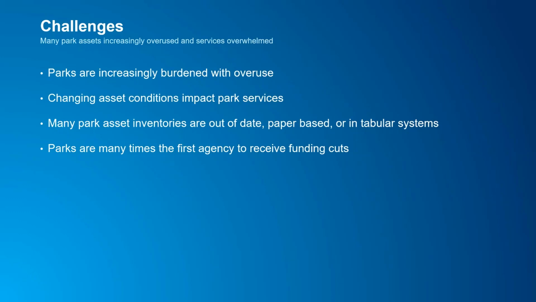Many park asset inventories are out of date and paper-based or even in tabular systems. One way to improve this is to mainstream the utility of GIS to assist with asset management. And finally, parks many times are the first agency to receive funding cuts, and they need to understand the current condition of assets and make smart infrastructure investments.